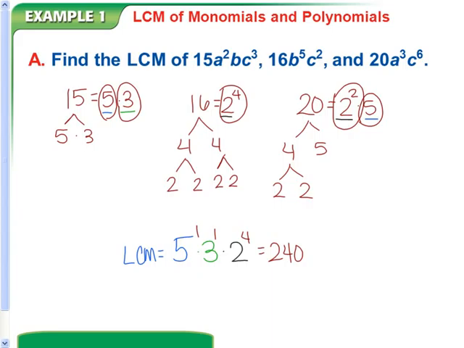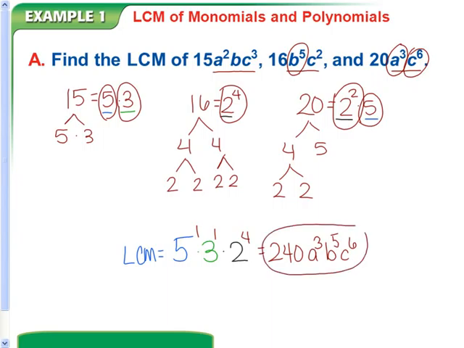Okay, now we have to do the same thing with our letters, because remember we had letters as part of this problem. So we do each base, so we have an A, we have a B, and we have a C. And we do whichever one has the highest exponent. So A has a cubed as the highest one. B has b to the 5th. And C has c to the 6th. And so we have 240, a cubed, b to the 5th, c to the 6th.